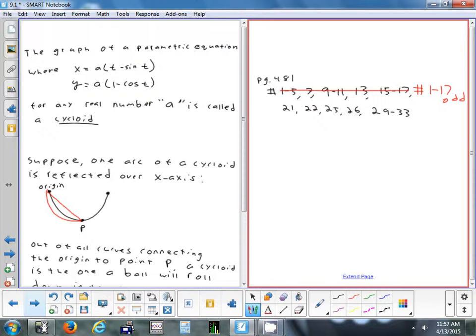Right, so we'll take a look at that tomorrow, then we'll go over any questions, and then we'll look at section 9.2, which we're going to split up into 2 days.